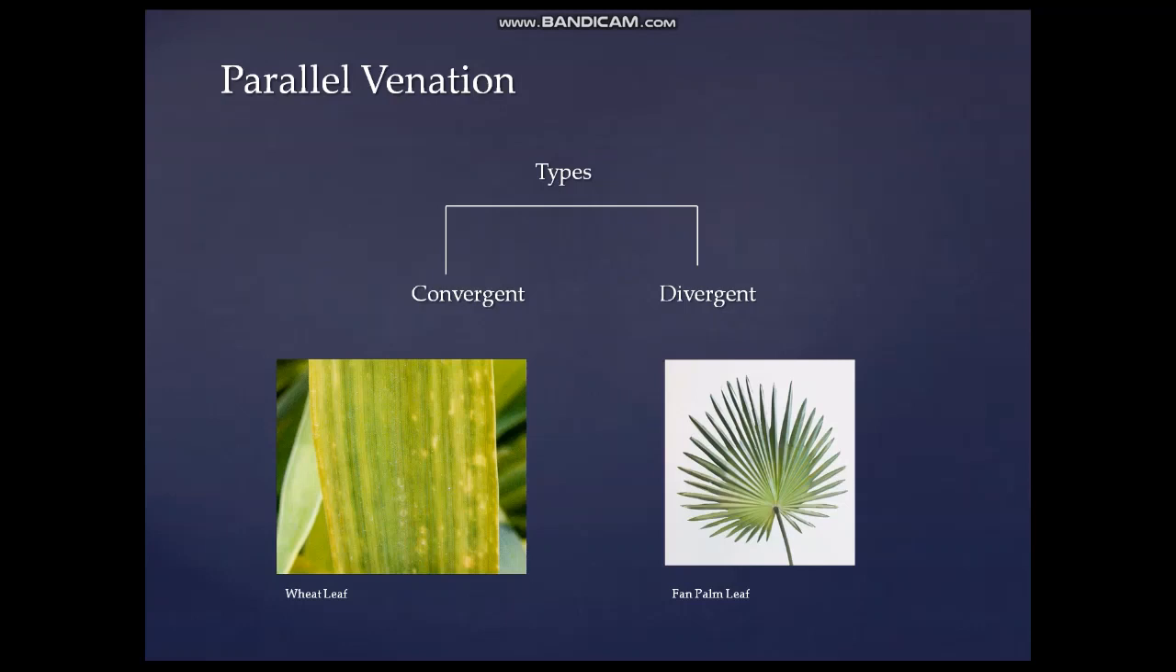Now look at the diagram. In wheat leaf it is clearly visible that all the veins, all the midribs, they converge, whereas in fan palm they diverge from each other.